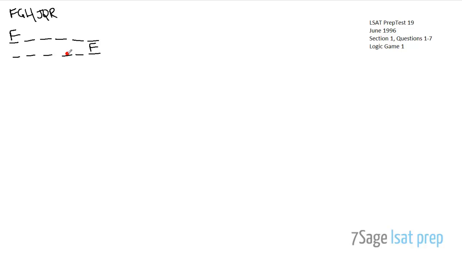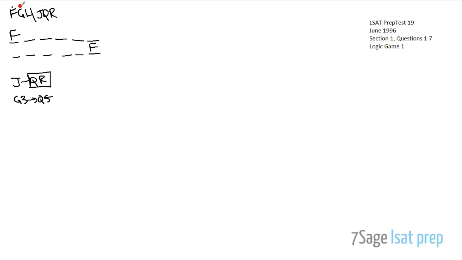Next, J is inspected on an earlier day than Q. So J earlier than Q. Next rule, Q is inspected on a day immediately before R, so Q and R are actually back to back like this. And then if G is inspected on day 3, Q is inspected on day 5. So if G is on 3, that implies Q is on 5. These are pretty simple, pretty straightforward rules. There's nothing really that can be divined from this, I guess.